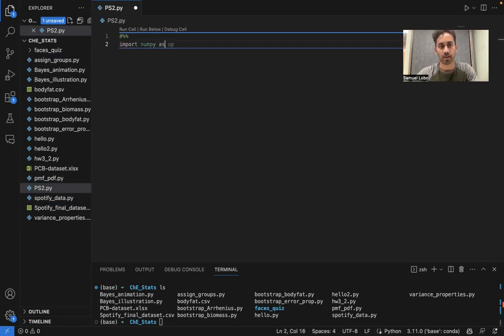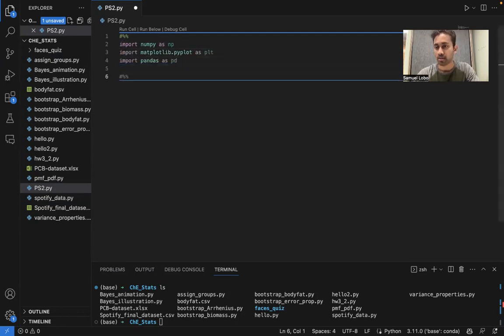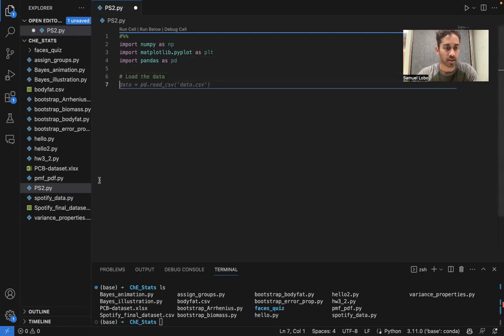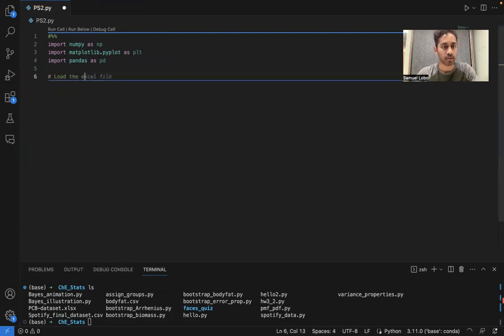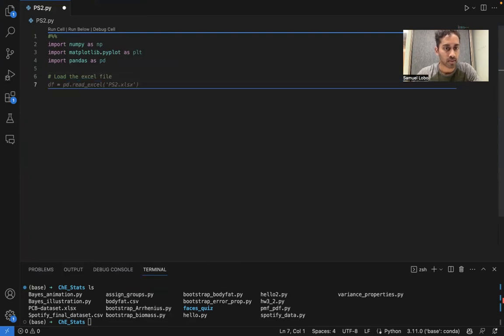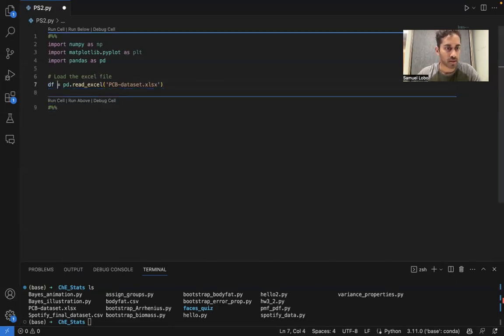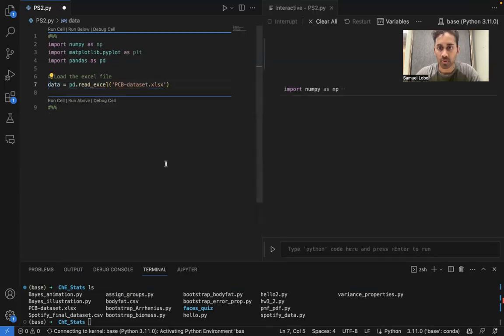As always, we import our libraries, matplotlib and numpy. Those are the ones we use the most. I like pandas for reading data sets. First I'll load the data set. You have to make sure that your data, which is this XLSX file, is in your working directory. That's important. So we're going to load this Excel file, and it's called PCB dataset.xlsx. All right, let's load it and we'll see if it looks healthy.